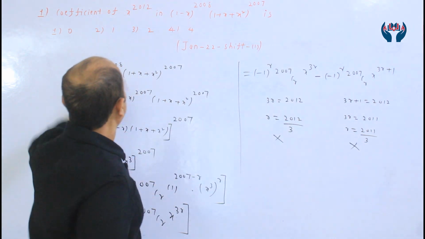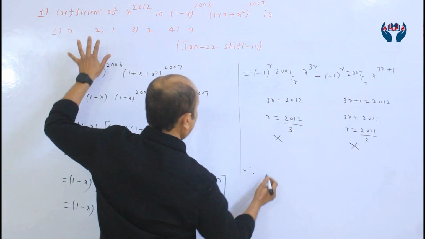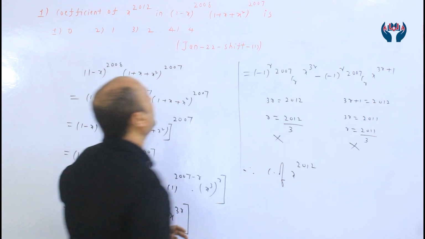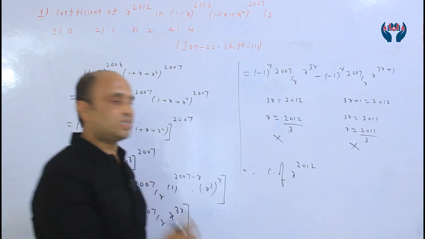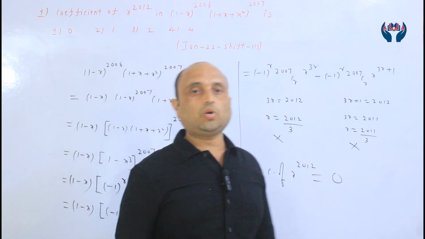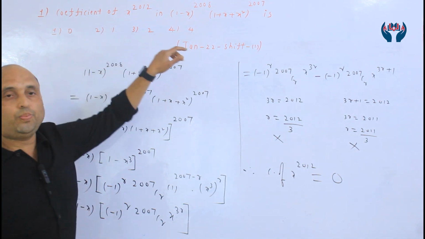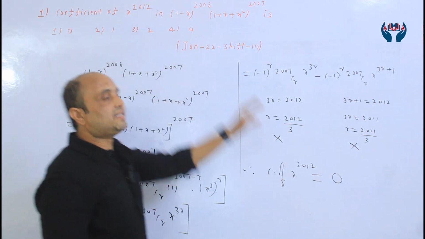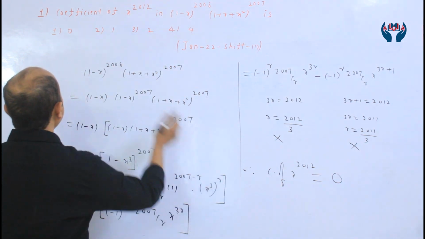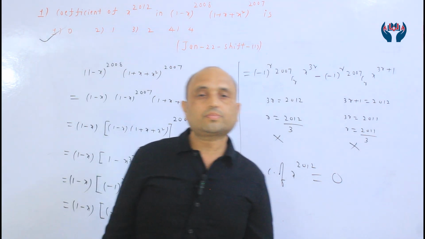Therefore, in this expansion the coefficient of x to the power of 2012 does not exist, that is 0. Therefore the coefficient of x to the power of 2012 in this expansion is 0. This is our required answer. So the first option is true.